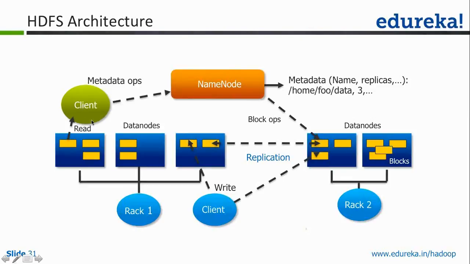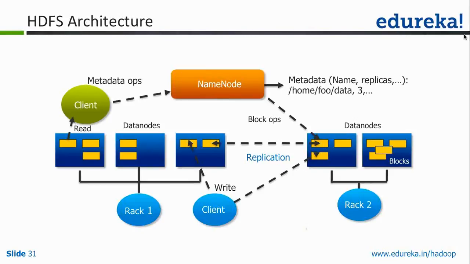So there is a client. We will come to know what a client is as well. The client will be interacting with the name node for the metadata operations. I'll be talking in detail about how the read and write happens. For now, you can assume that the client will interact with the name node for the metadata operations, and then the client will either read or write. This client and this client are the same. It is just for representation purposes that we put it in two places.